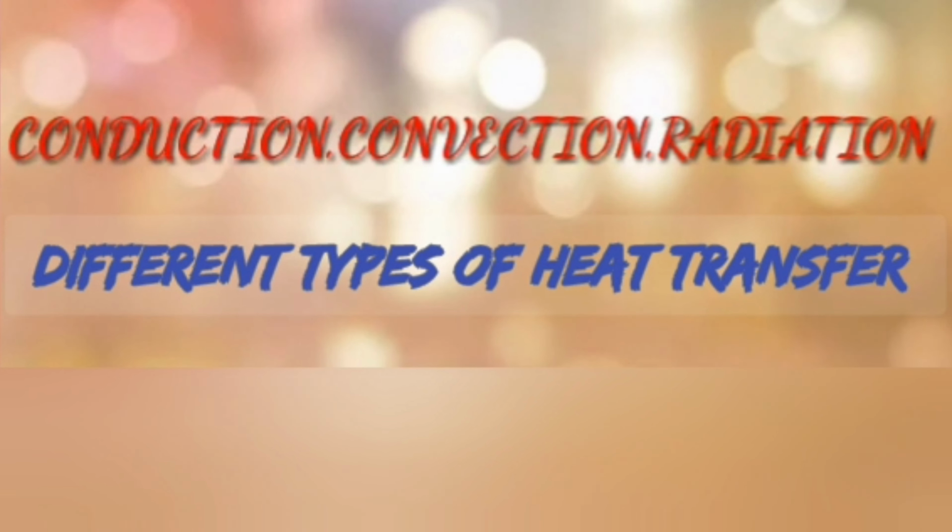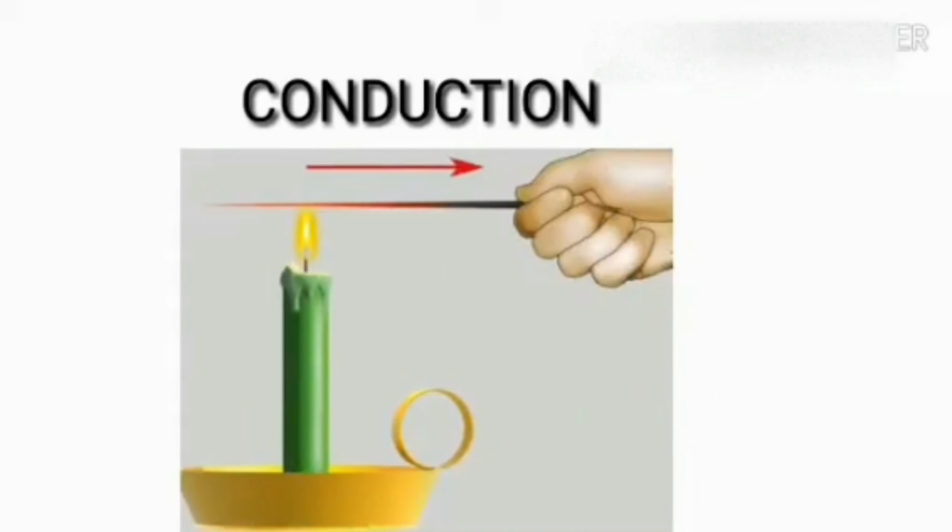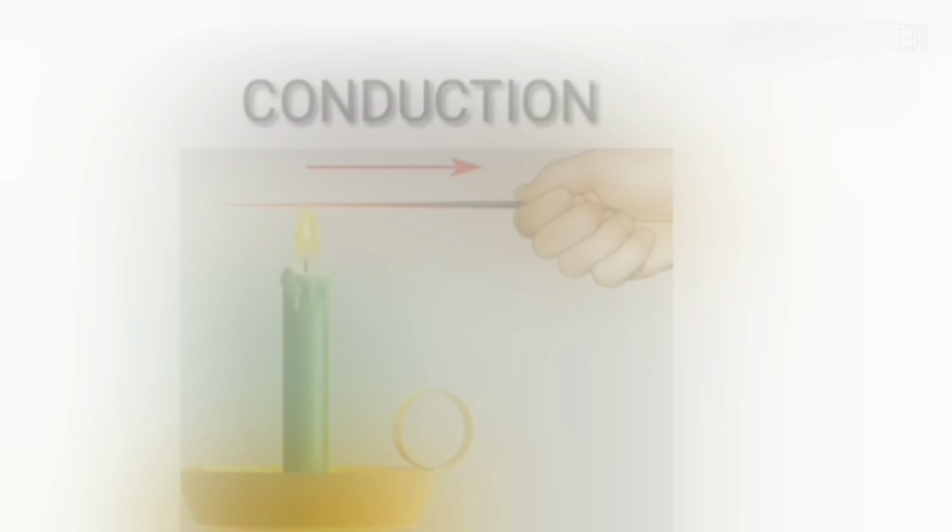Conduction, convection and radiation, the different types of heat transfer. Let's study about conduction by observing a simple experiment. Take an iron nail, hold one end of the nail with your fingers, and keep the other end at the flame of a lighted candle, as shown in the picture.